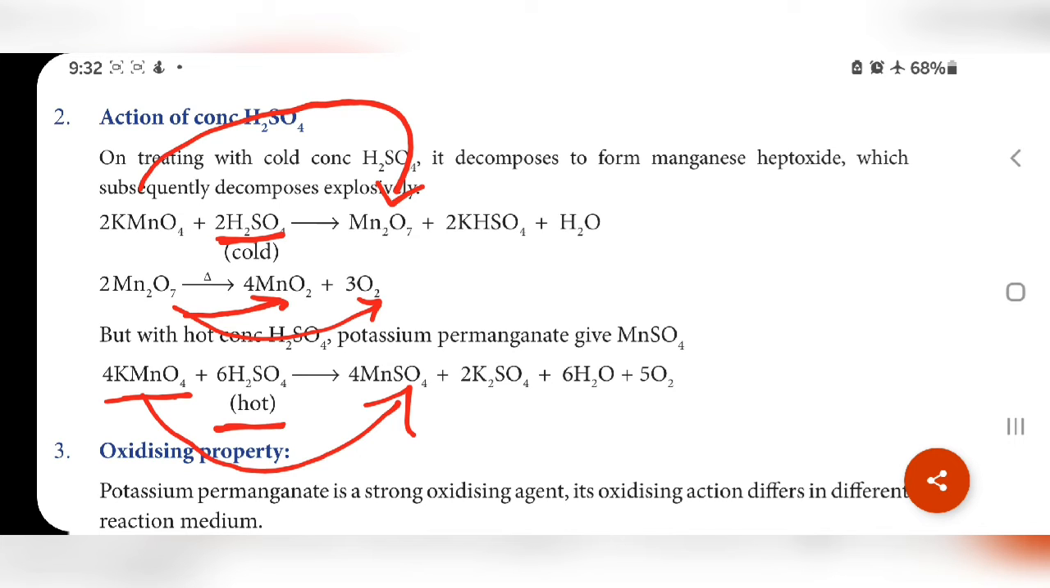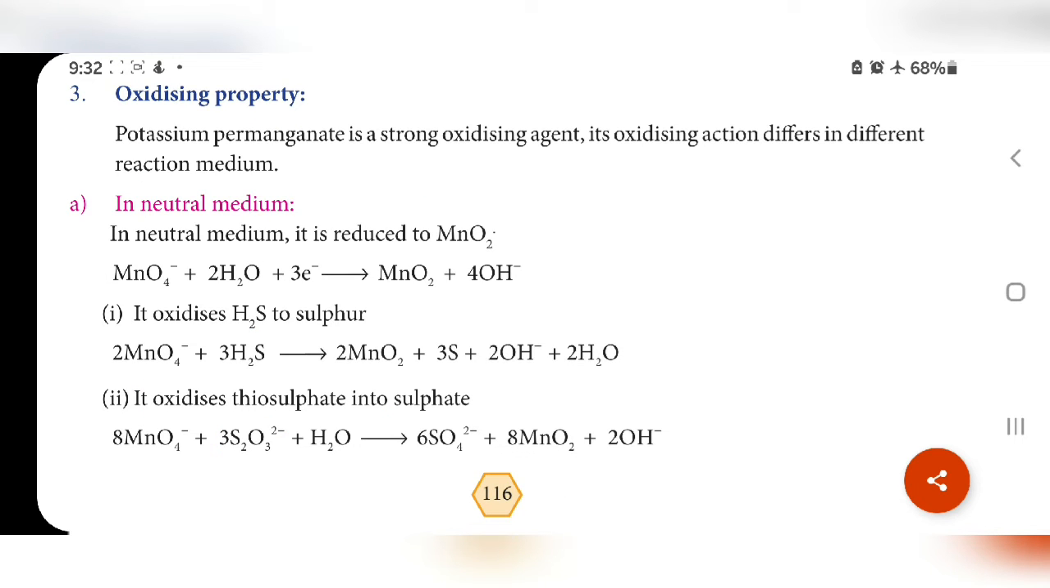Next one, oxidizing property. Potassium permanganate is a strong oxidizing agent. Its oxidizing action differs in the different reaction medium. So, three reaction media are given: in neutral medium, in alkaline medium, in acidic medium. So with this, the lesson is over. After that, one small topic. So mainly with this topic, this reaction is almost over.